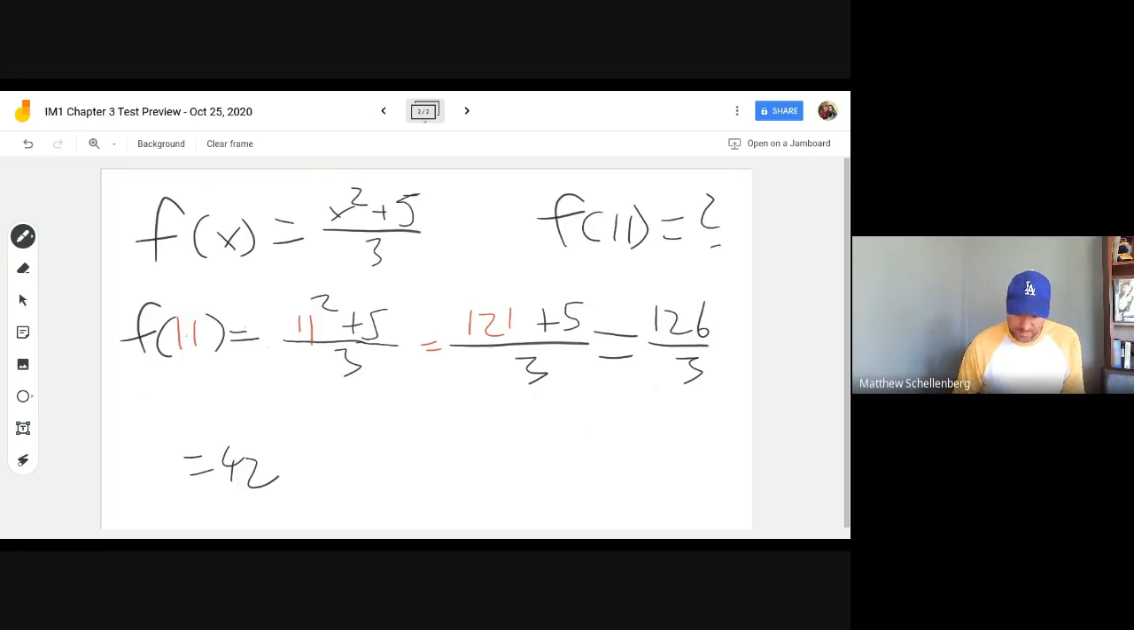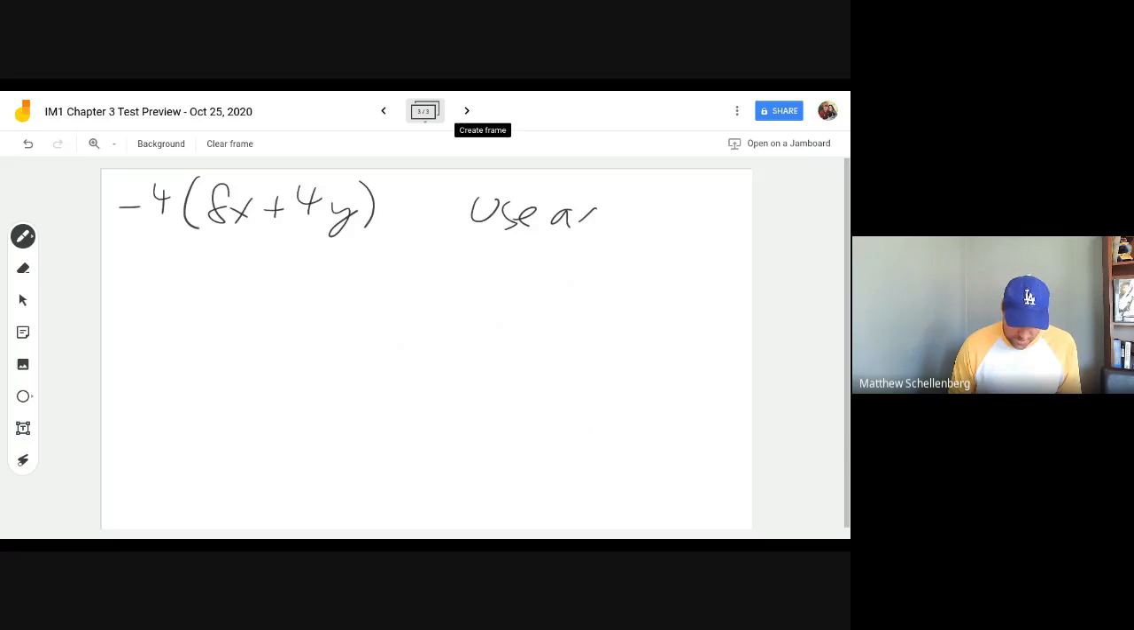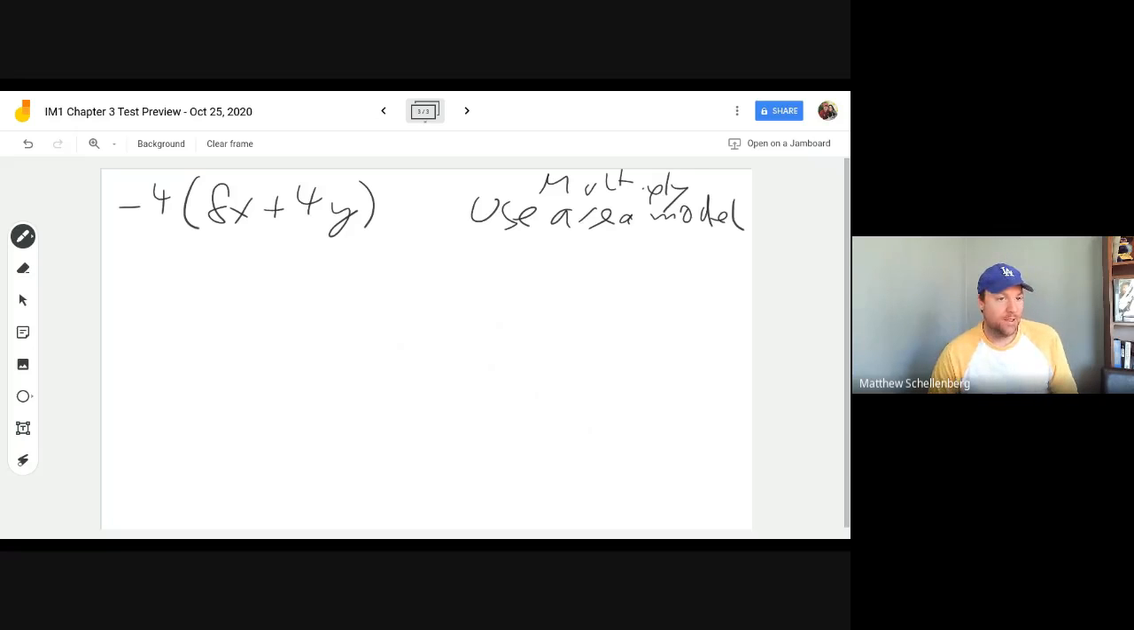Okay, here comes the next problem. The next problem says we have minus 4 times 8x plus 4y. And they want to know with an area model. Use the area model. So multiply this using the area model. Multiply. Okay, you have 1 minute. Go multiply this. See what you get. And pause the video. All right, here we go.